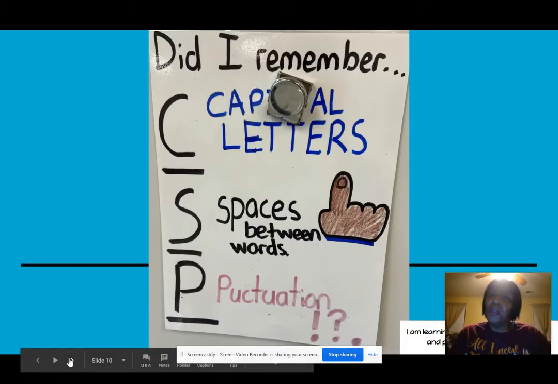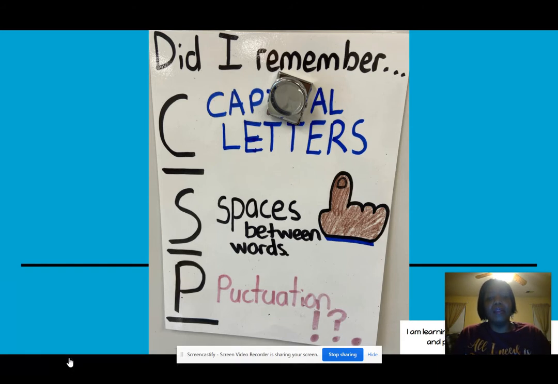So we're going to just do a little bit of a review of what makes a sentence a sentence. Can you say that with me? What makes a sentence a sentence? There are a few things that we have to remember. The first one is capital letters. All right, so we're going to make that C, and it might be backwards this way, but we're going to make a C for capital letters. Capital letters come at the beginning of our sentences, and then also if you're writing a name.